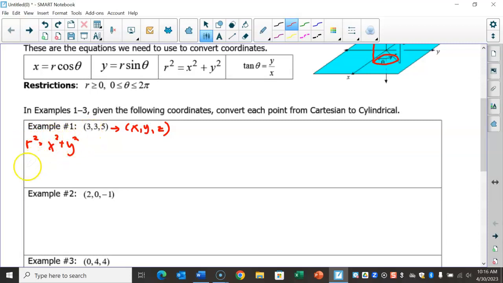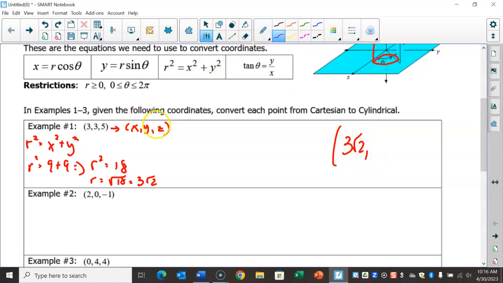We know that x is 3, so 3 squared is 9. y is also 3, so also 9. And so we get that r squared is equal to 18. We take the square root of 18 and do a quick simplification, and we get that the square root of 18 is positive 3 square root of 2. So the r coordinate in our first point is 3 square root of 2.